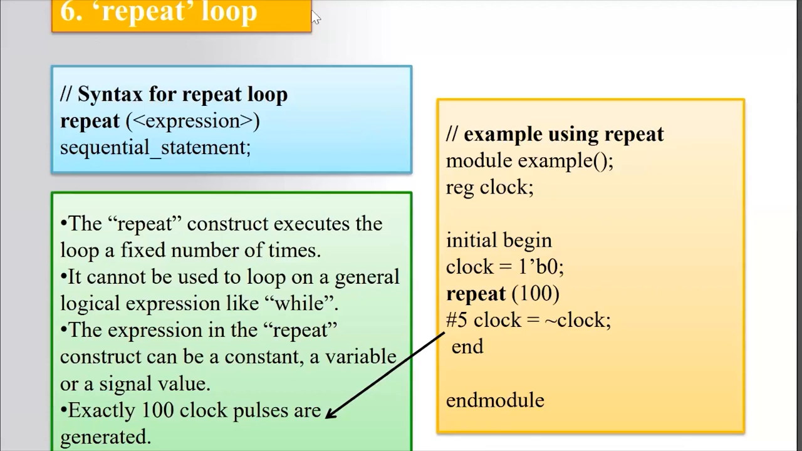Okay, let me recap the things we discussed in the previous session. Can you tell me what is the difference between initial and always block? Both are procedural blocks, ma'am. Okay. This always is exercisable and initial is not exercisable. Okay.